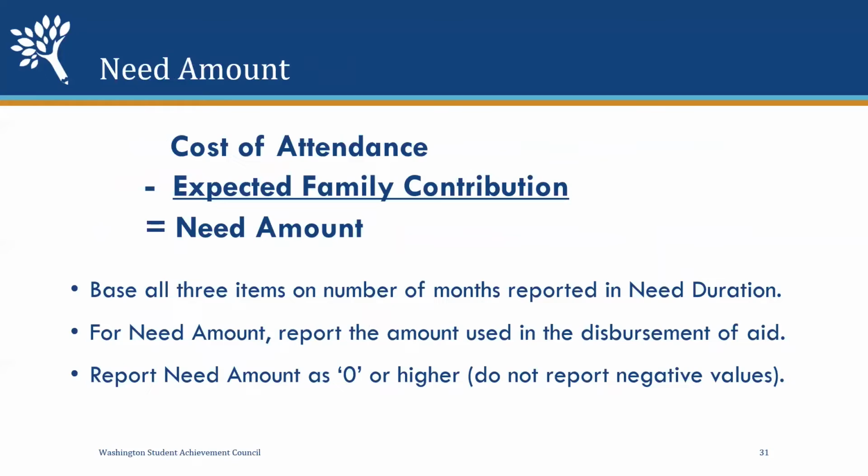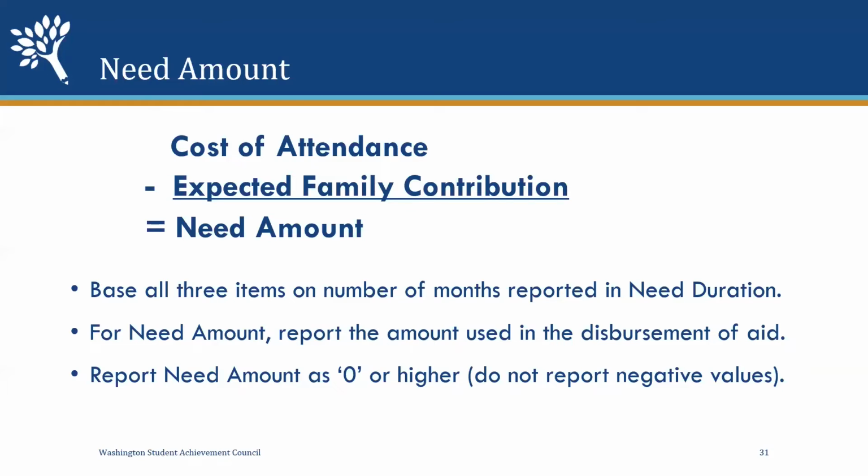Here's our favorite calculation. The elements that are used to determine need are cost of attendance minus your expected family contribution to get that need amount. The need duration is based on all three numbers in the number of months reported.